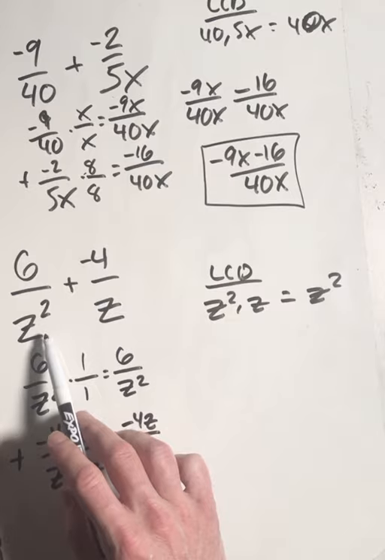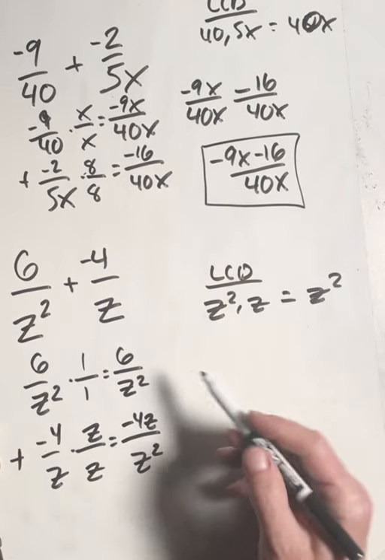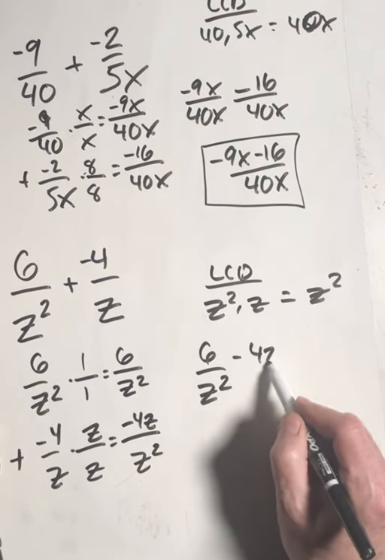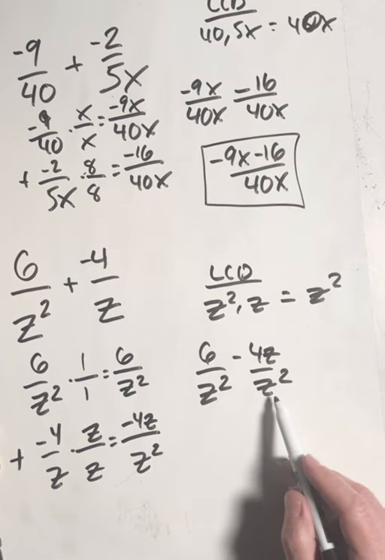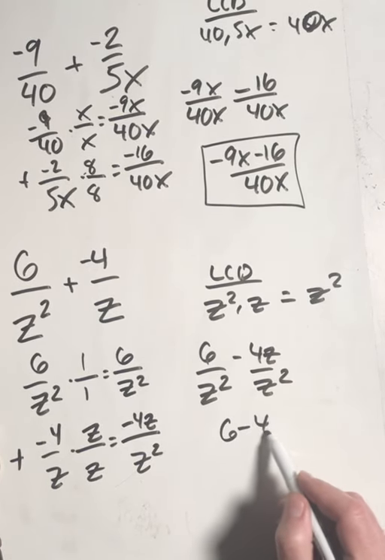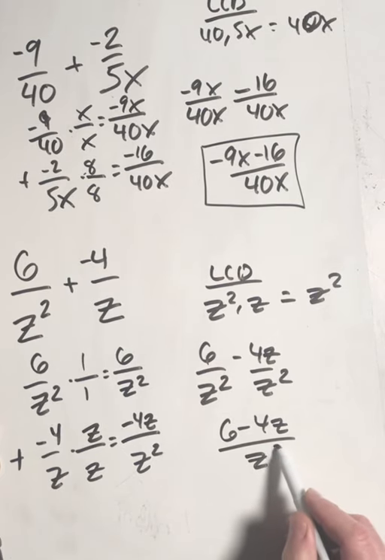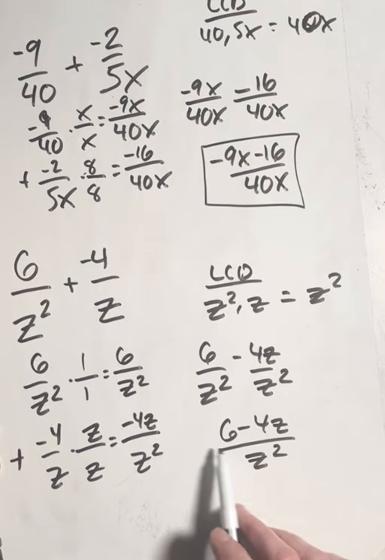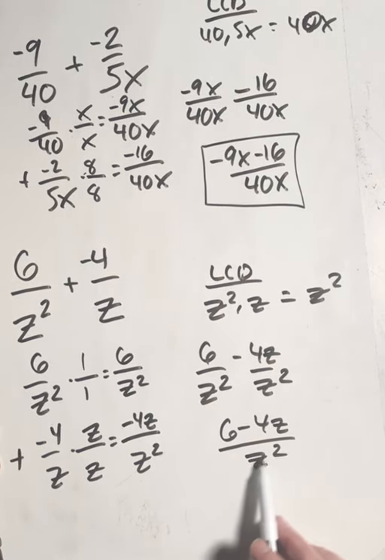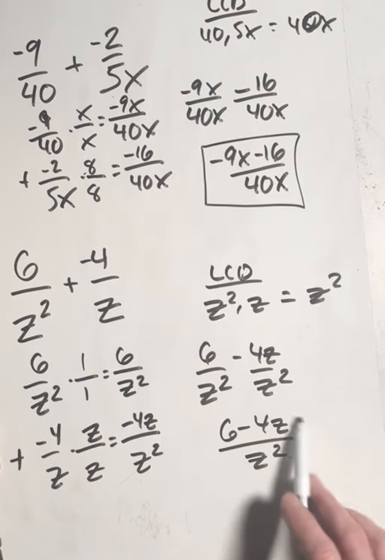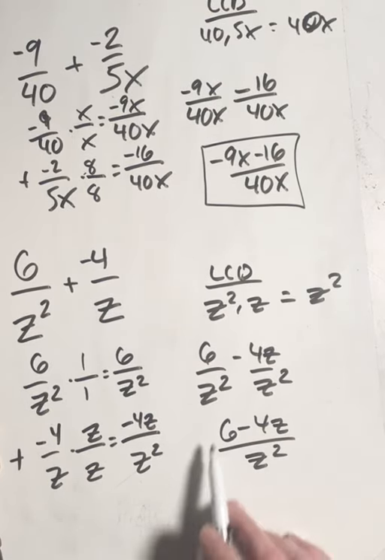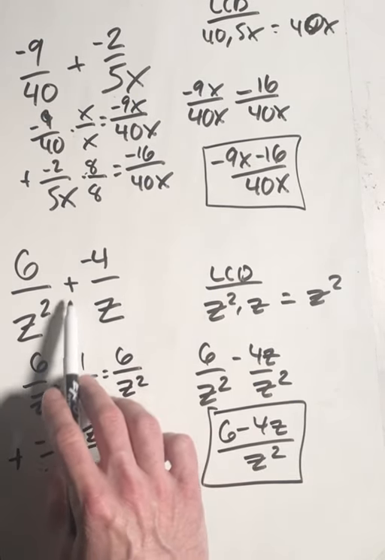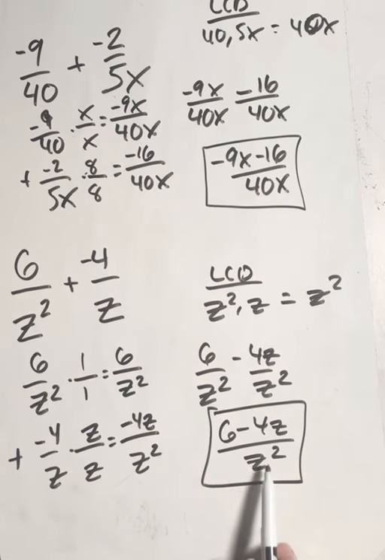So 6 over z squared plus negative 4 over z is the same as 6 over z squared minus 4z over z squared, which is the same as 6 minus 4z over z squared. Notice how I can't factor anything out of these three coefficients, 6, 4, or 1. And if there were a z in this term, I'd be able to cancel a z out of every term, but since there's only z's in these two, I can't cancel anything. So if I'm adding these two fractions together or subtracting the original positive 4 over z, this is what I would be left with.